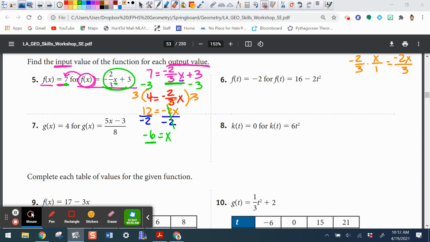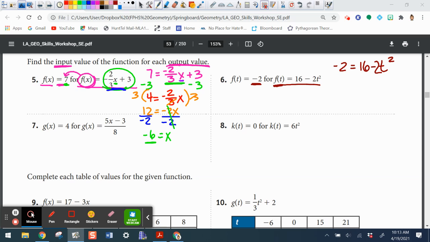Now let's take a look at number 6. I'm going to clean this work up over here. So our output for this function is negative 2, and our function is f of t equals 16 minus 2t squared. So if f of t equals negative 2, I'm going to replace f of t with negative 2 and set it equal to the function 16 minus 2t squared. Always check to make sure you copied it over correctly.